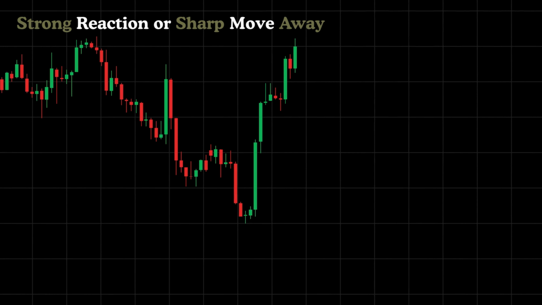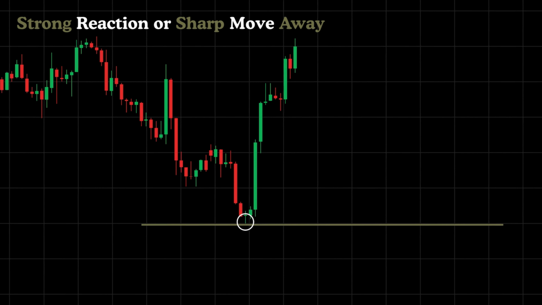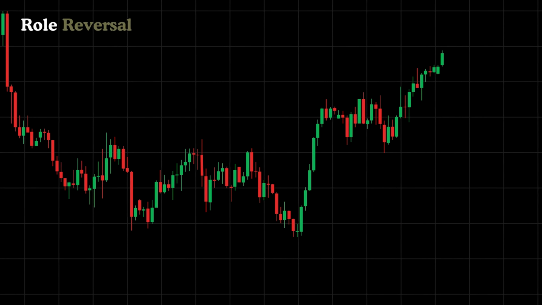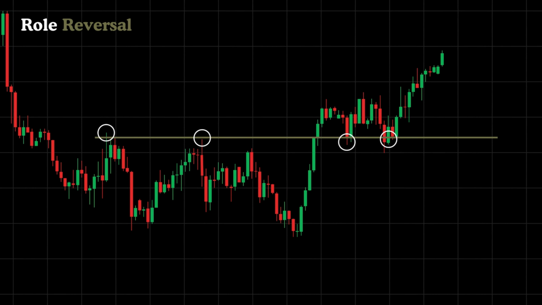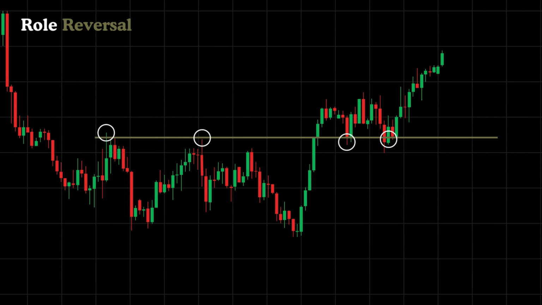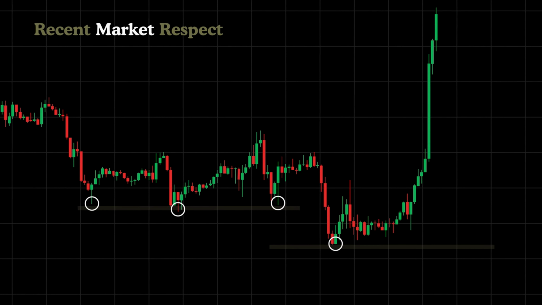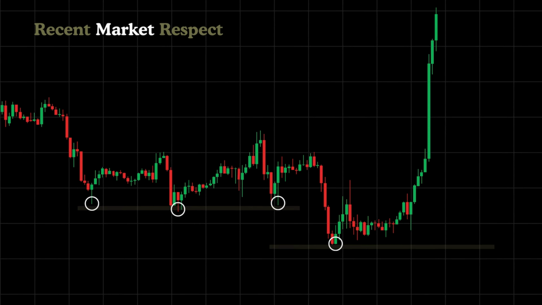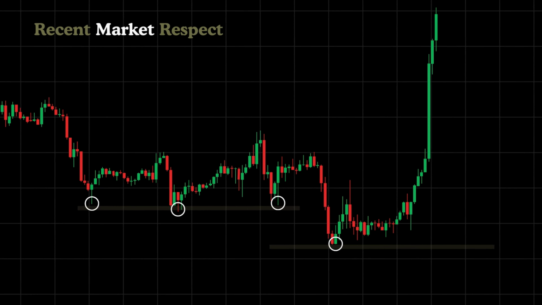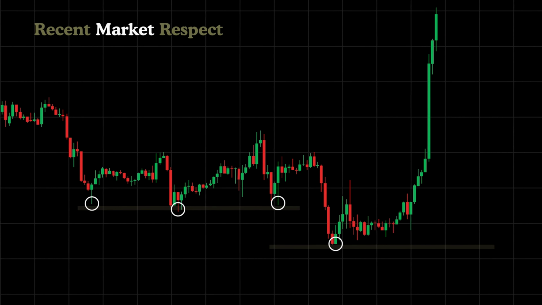Strong reaction or sharp move away. If price moved aggressively from a level in the past, that's often institutional activity. These areas can pull price back like magnets for a liquidity sweep. Role reversal. When a level has acted as both support and resistance at different times, it carries more weight. This flip traps traders and leaves stop losses behind. Recent market respect. Give priority to levels respected recently. Old zones lose importance as market conditions evolve. You don't need all 6 criteria for a valid support or resistance level, but the more boxes checked, the more likely it becomes a key liquidity area. And that's exactly what smart money looks for.